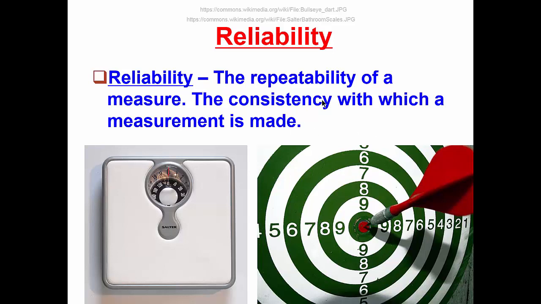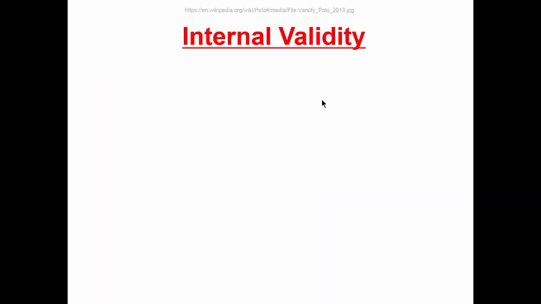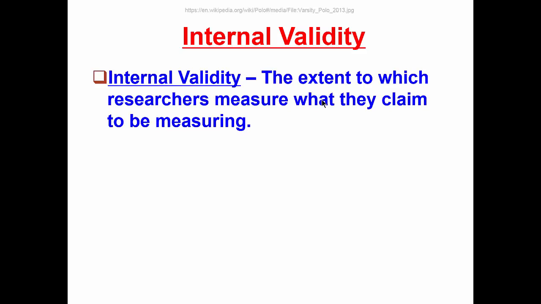Let's now contrast reliability with validity and recognize that there are actually different types of validity. In this video, we're only going to address two types of validity: internal validity and external validity. But if you take advanced courses, you'll see that there are many, many different flavors of validity. So let's first begin by understanding internal validity, the extent to which researchers measure what they claim to be measuring.